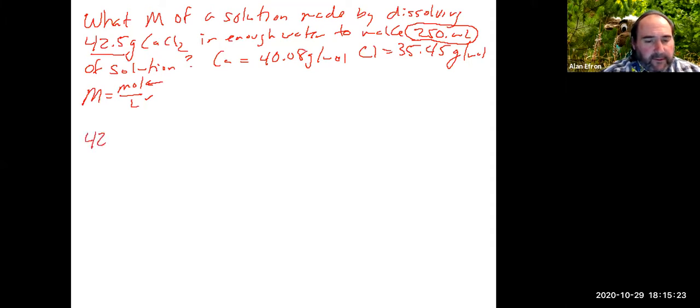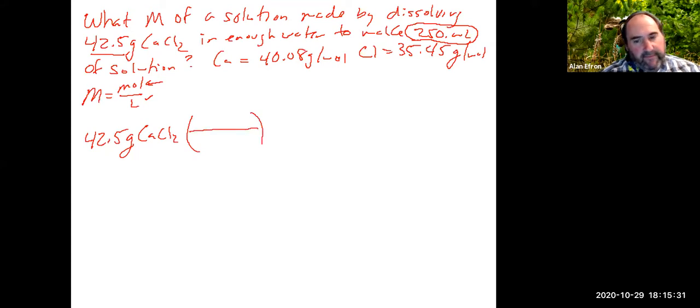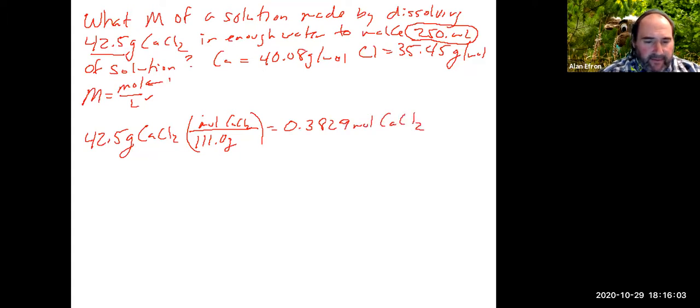So we're going to take our 42.5 grams of calcium chloride. Going to the periodic table, adding those up, a couple of chlorines at 35.45 and a calcium at 40.08 gives us a molar mass of, we'll call it, 111. We're going to divide by that. So 42.5 divided by 111 gets us, we'll call it, 0.3829 moles of calcium chloride. So we now have the top part.